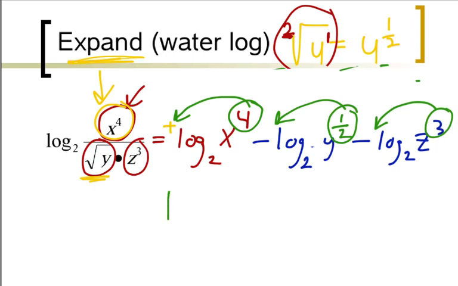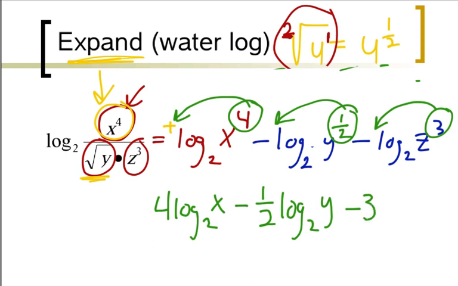So the final answer should be 4 log base 2 of x minus 1/2 log base 2 of y minus 3 log base 2 of z. And that's your final answer. You've expanded it as far as you can. Okay? So take a look at the second lesson that I've got coming here for compressing logs, going backwards.